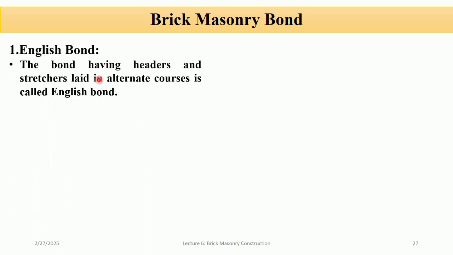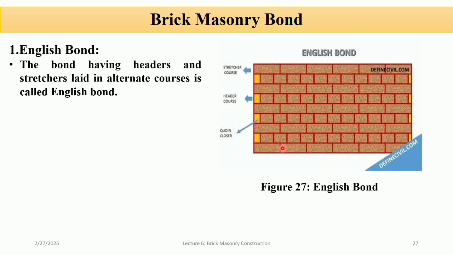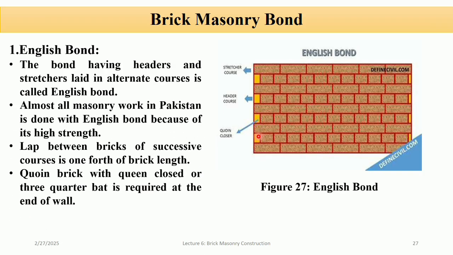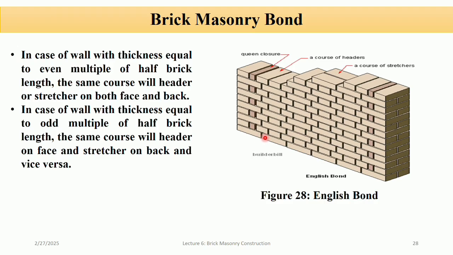English bond. The bond having headers and stretchers laid in alternate courses is called English bond. You can see in the figure that this is the stretcher course and this is the header course. So we provided the stretcher and the header courses alternately. The suitability of English bond: it is commonly adopted for brickwork buildings where strength is of prime importance. Now let's discuss the salient features of English bond.